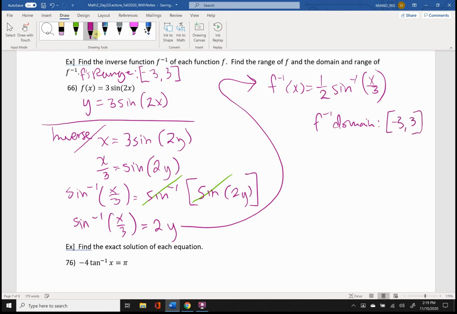Cool. And so then it just behooves us to figure out what the range of the inverse is. So what's going to be the f inverse range?